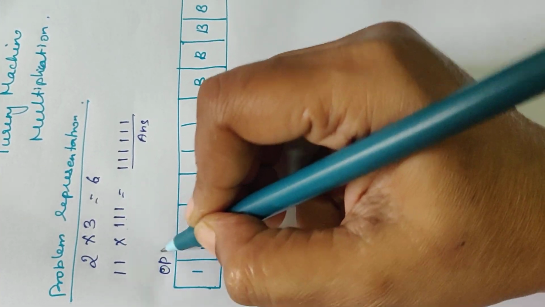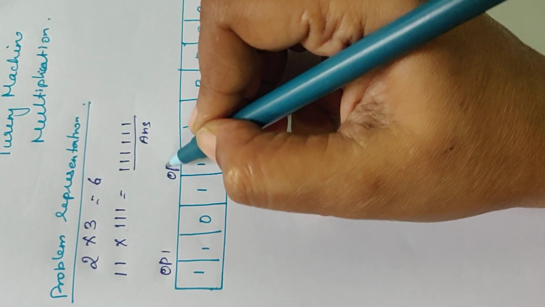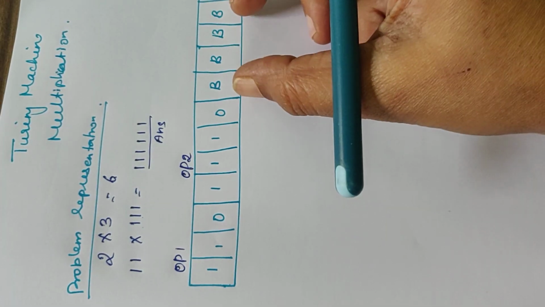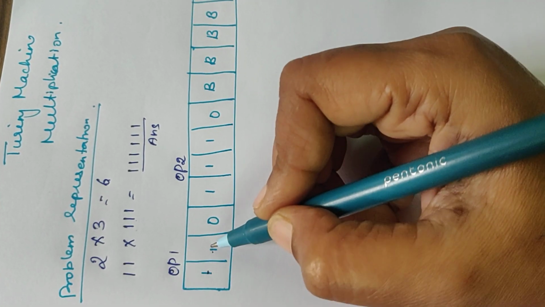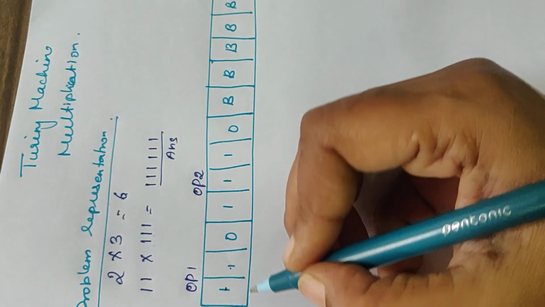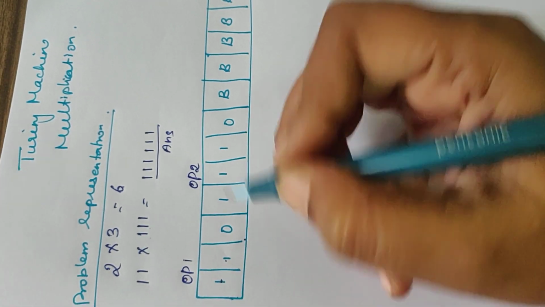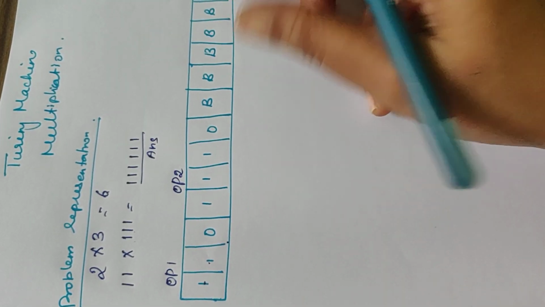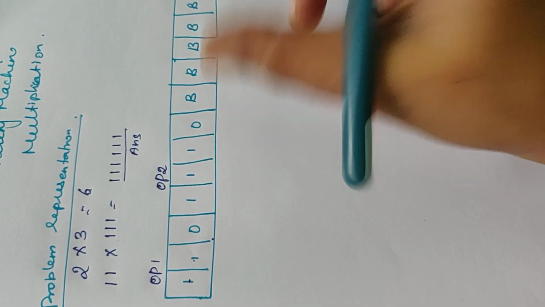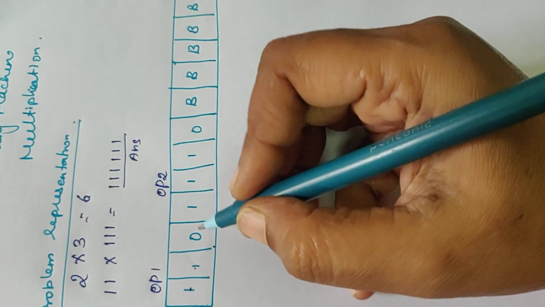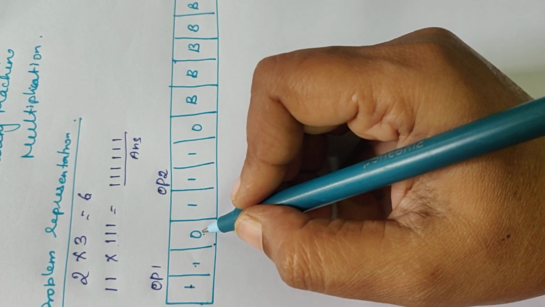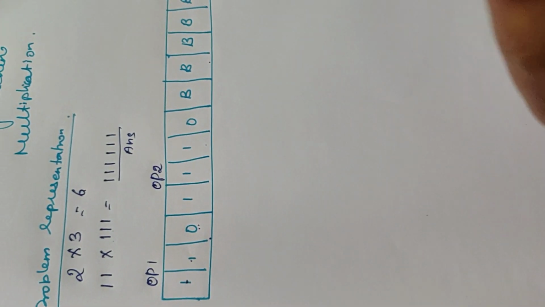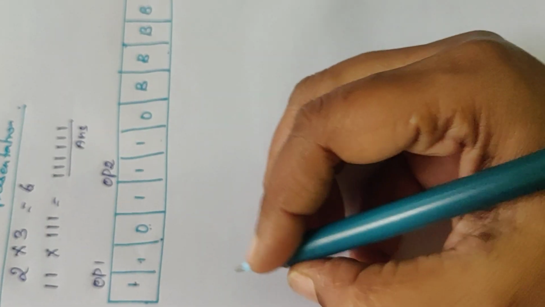So let me explain. This is operand 1 and this is operand 2. I am going to copy and paste this operand twice here because I have 2 ones here. As many operand 1 ones as there are here, that many times I am going to copy it over here, so that I will have the result in this place. 0 is a placeholder to separate operand 1 and operand 2, and operand 2 and the result. B is a placeholder. Okay. So let us start here.